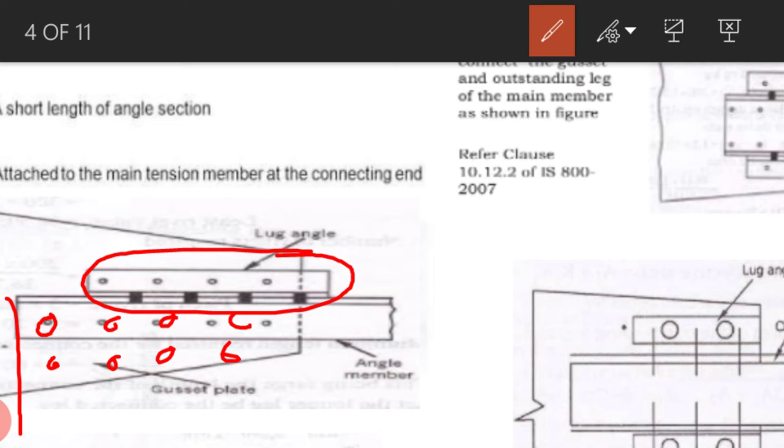It's a short length of an angle section attached to the main tension member at the connecting part, just to reduce the length of the joint. The design procedure is given in IS 800 2007, page number 83 and 84. Many times this question will be asked: write short notes on a lug angle and what are the advantages of a lug angle. You can draw this figure and explain about the lug angle.